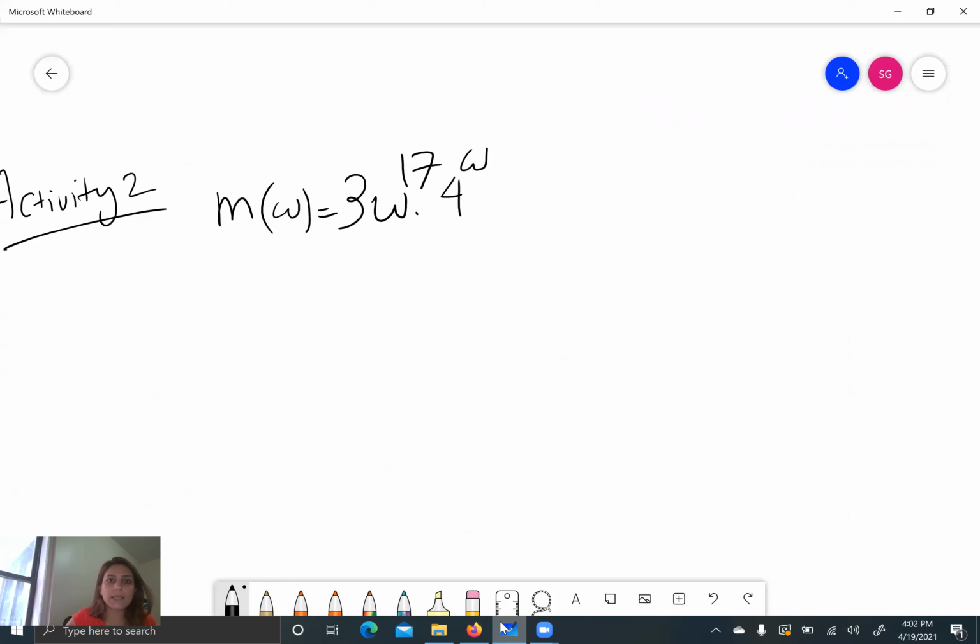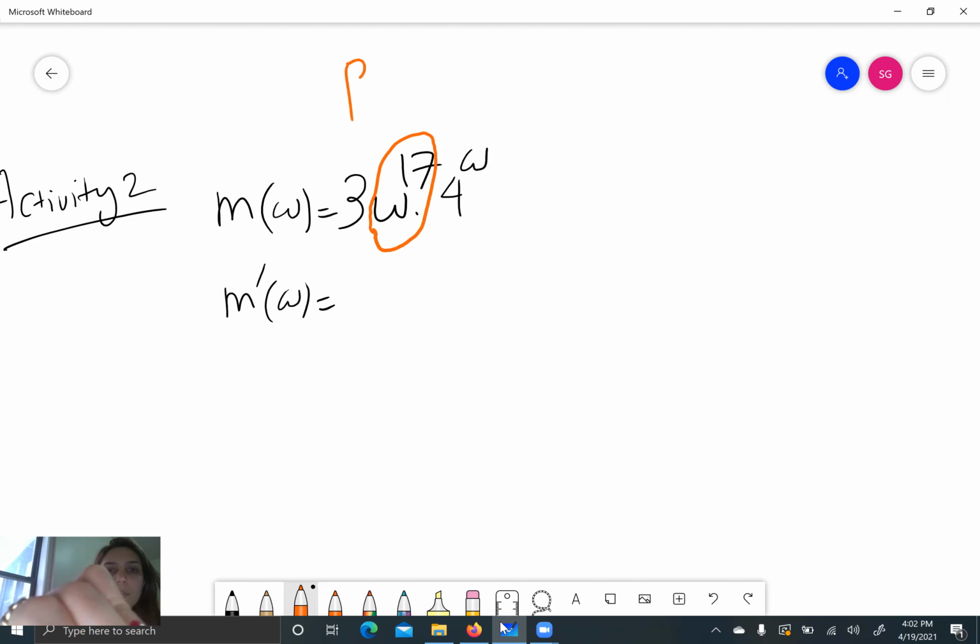And the question is, find the derivative of this function. Again, as always, first let's identify the format of this function. So 3 is just a constant that is multiplied by the whole thing. That's the number. But what is the next thing that we see here? W to the power of 17. So the input variable to the power of 17. This is a power function, right?